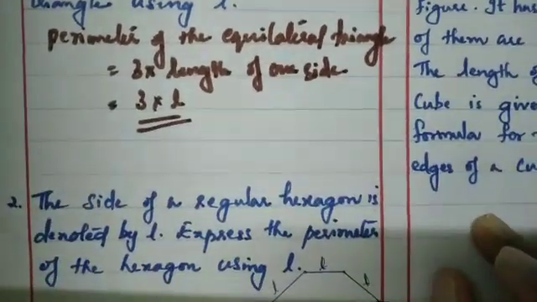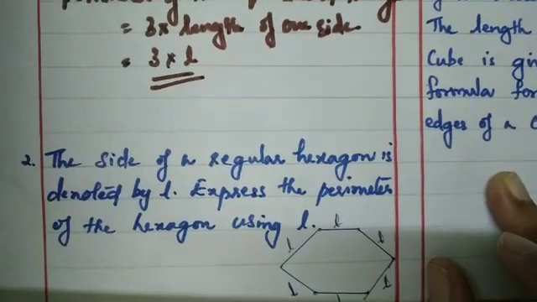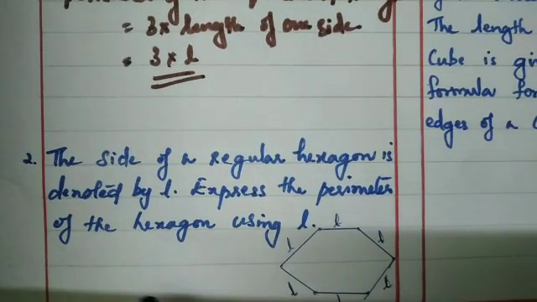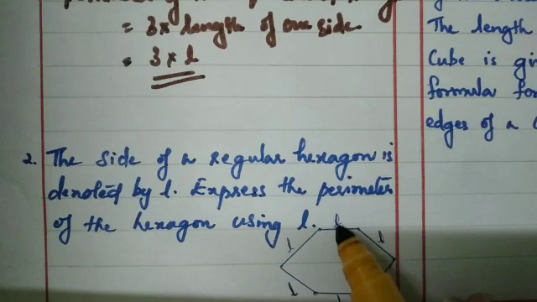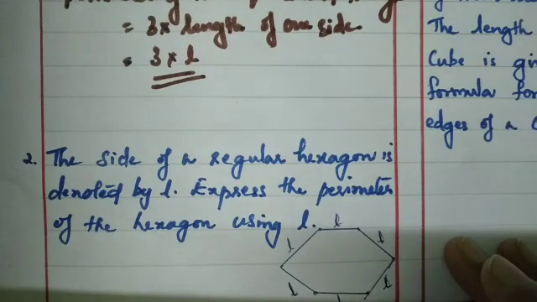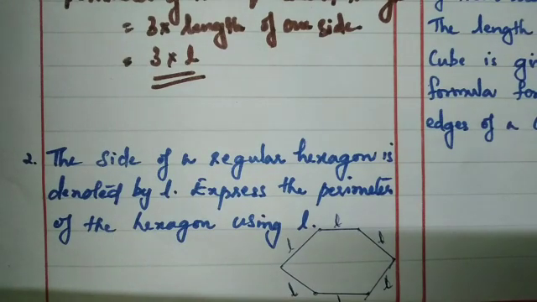Then next, the side of a regular hexagon is denoted by L. Express the perimeter of the hexagon using L. Hexagon is the figure. How many sides? 1, 2, 3, 4, 5, 6 sides. Hexagon has 6 sides. How do we find the perimeter for hexagon? It's 6 multiplied by the length of one side.